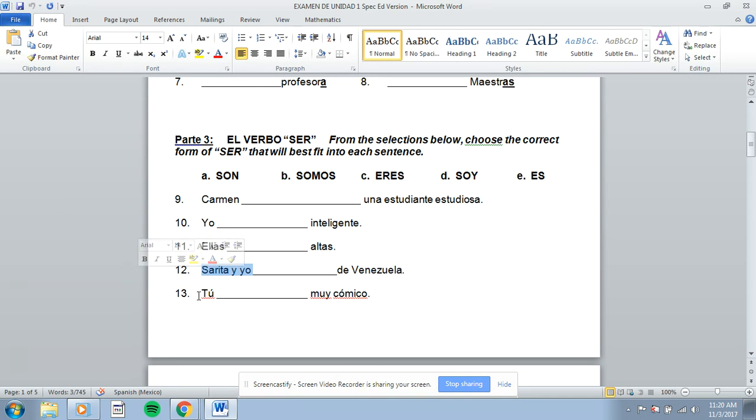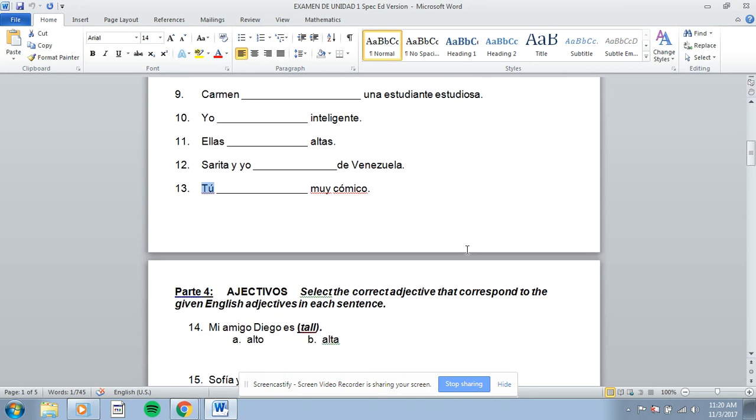And número 13, number 13, is the tú form. So look at the different verbs of ser and think about which verb chart, which verb box tú would be in and which verb would be in that box. And bubble in A, B, C, D, or E, depending on which one that would be. And you should have used son once, somos once, eres once, soy once, and es once. A, B, C, D, E, one time each.